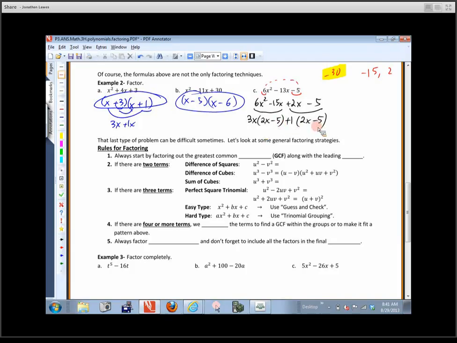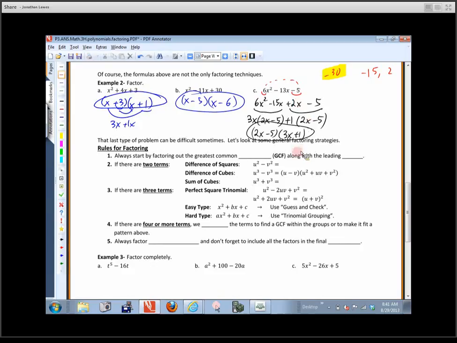Okay, now notice, I have this term right here and this term right here. Remember, terms are separated by pluses and minuses that are not inside parentheses. One term here and one term here. Do they have anything in common? They have a 2x minus a 5, and they have a 3x plus a 1. Everybody good there? Okay, that's it. That's the answer.